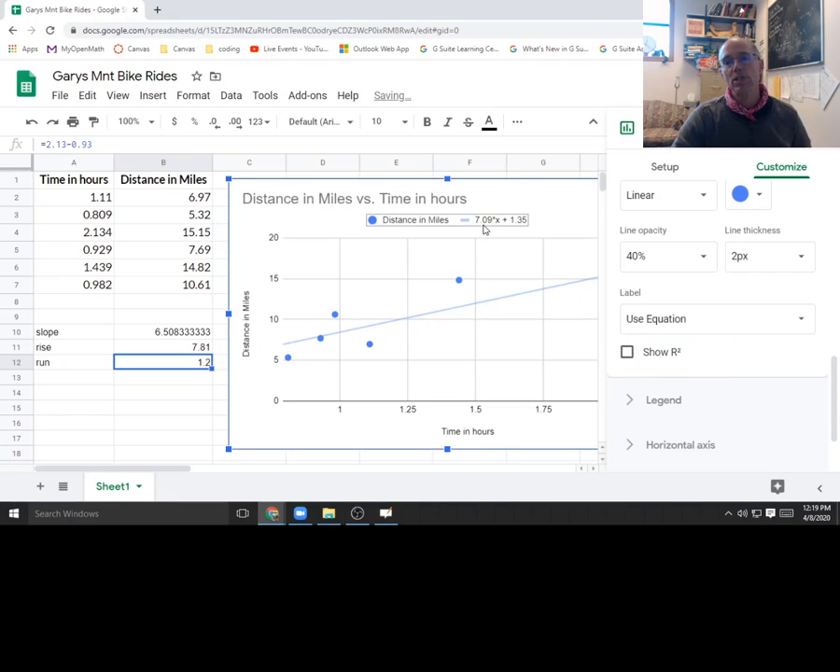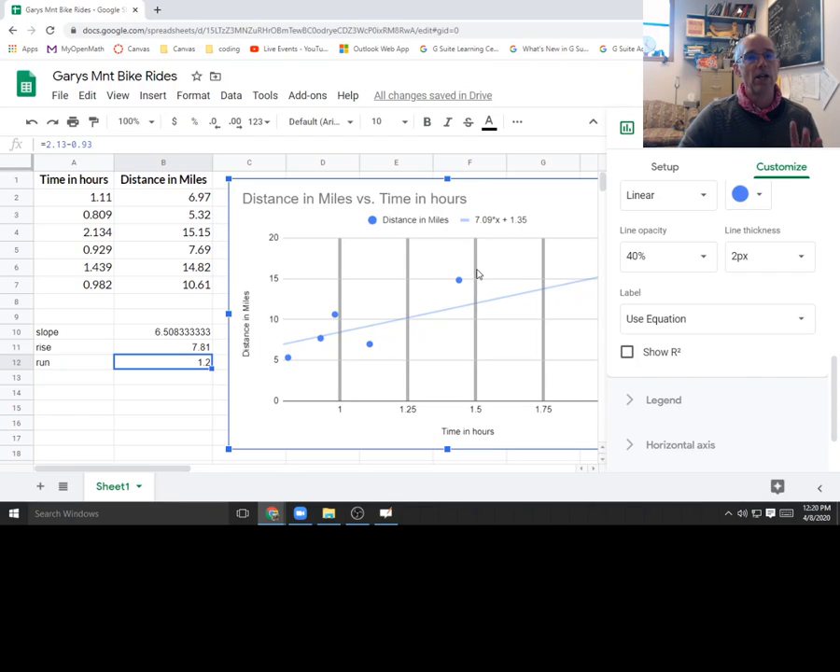And so the computer says Gary's average speed was more like 7 miles per hour and with a y-intercept of 1.35. Now again, this y-intercept is kind of meaningless because that says if he bikes for no time, he covers a mile and a third. So that's nonsense. But the average speed is meaningful. So on average, when I do mountain bike rides, I think most of these rides are on the Pendleton trails, which have a lot of uphill climbing, I do about 7 miles per hour. So that's a trend line to go with a scatter plot if the scatter plot appears linear.